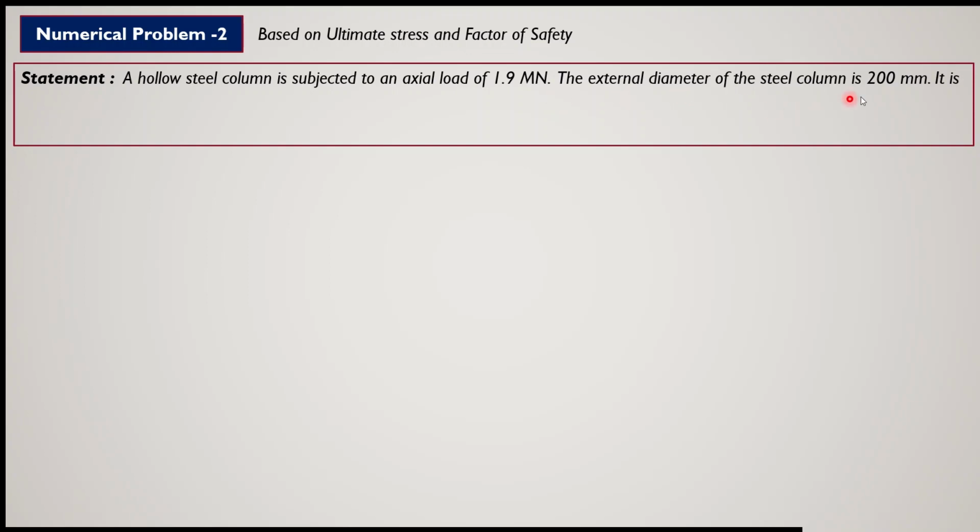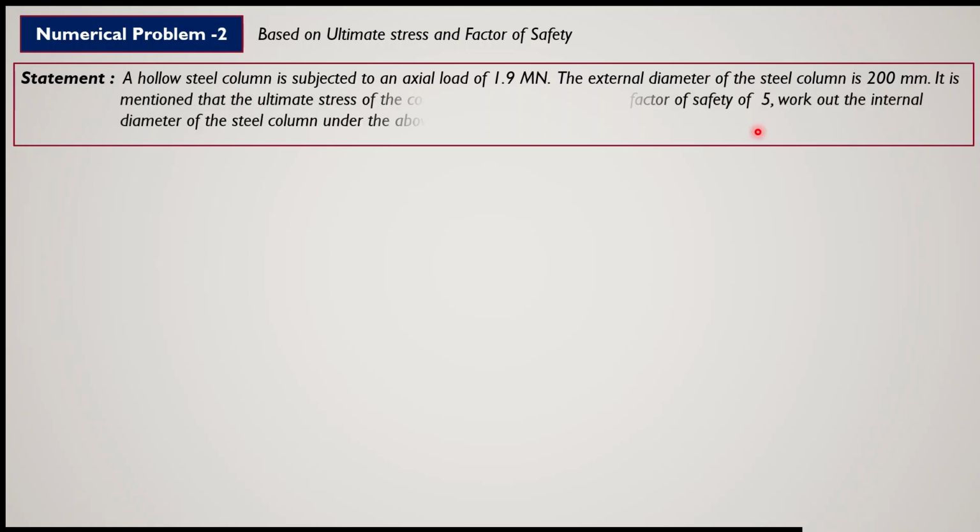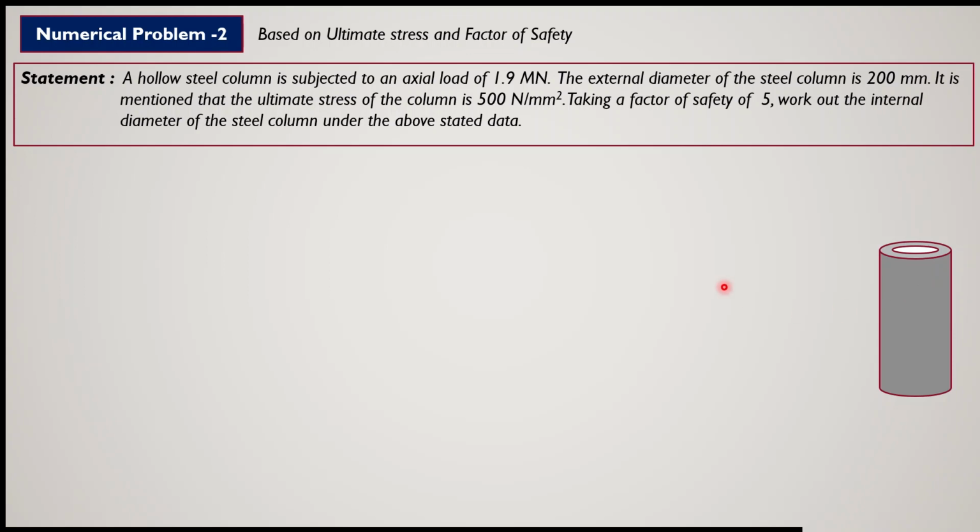External diameter of the steel column is given, which is mentioned in the numerical, and the ultimate stress of the column is 500 Newton per millimeter square. We will be taking a factor of safety of 5 and we have to work out the internal diameter of the steel column which is subjected to this type of loading, from the data available. Now you can see this will be a sketch of a hollow steel column, and this column will be having some height as well as internal diameter and external diameter, because it is hollow inside, so it will be having two diameters, external diameter as well as internal diameter.